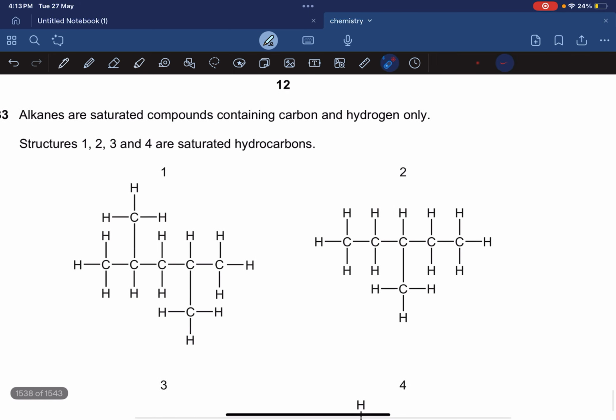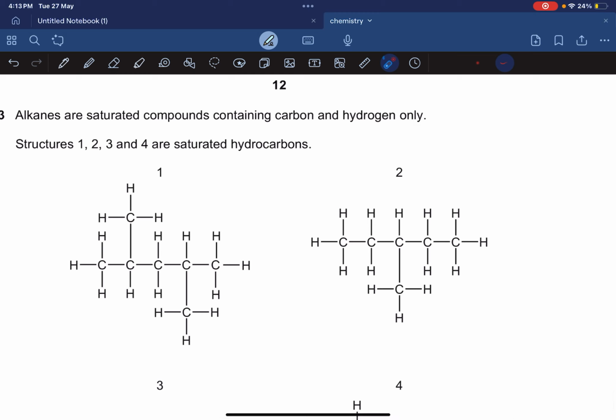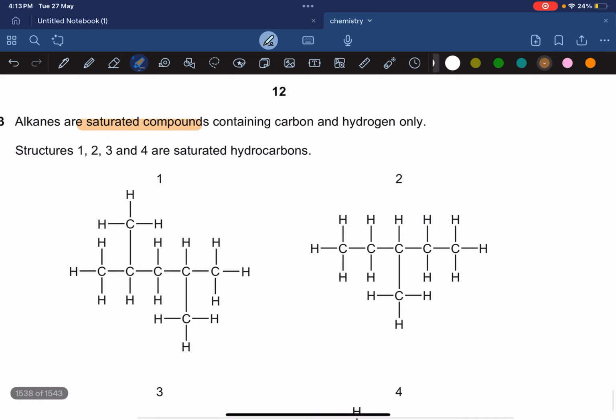Moving on, alkanes are saturated compounds. We know alkanes are saturated. Why are they saturated? Simply because they have carbon-carbon single bonds and contain carbon and hydrogen only.